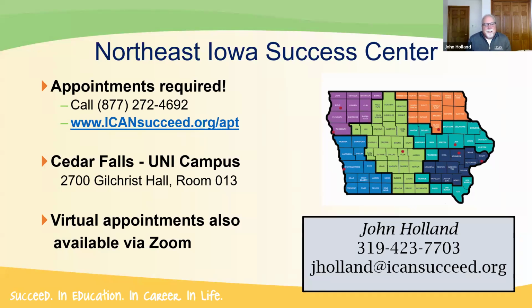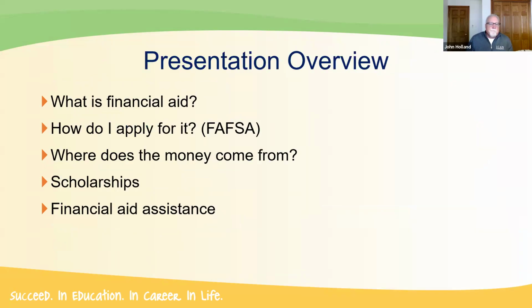I'm only showing mine. Mine is in Cedar Falls. It's on the University of Northern Iowa campus. And then we also offer virtual appointments. We do require appointments whether it's virtual or in person. You can schedule an appointment for help by calling our toll-free number, 877-272-4692, or you can also go to our website and click on schedule an appointment. We'd be happy to help you out. Again, everything that we do at ICANN is for free.